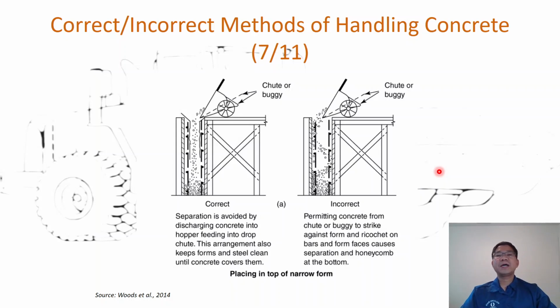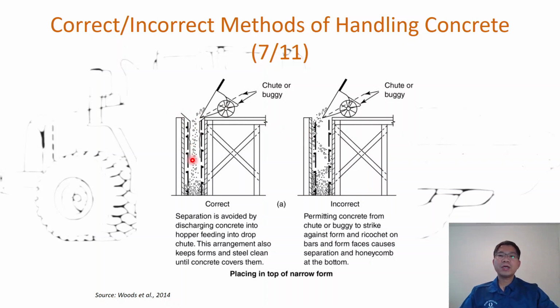To place concrete in a narrow form, just like a wall or columns, you cannot, for example with this chute and buggy method, just place it directly against the concrete form. We will talk about that in the next few lessons. If it just goes directly down, as you can see, it will segregate. What people do is use a chute that goes directly down so that it goes to the bottom, so it cannot drop too high from the top.